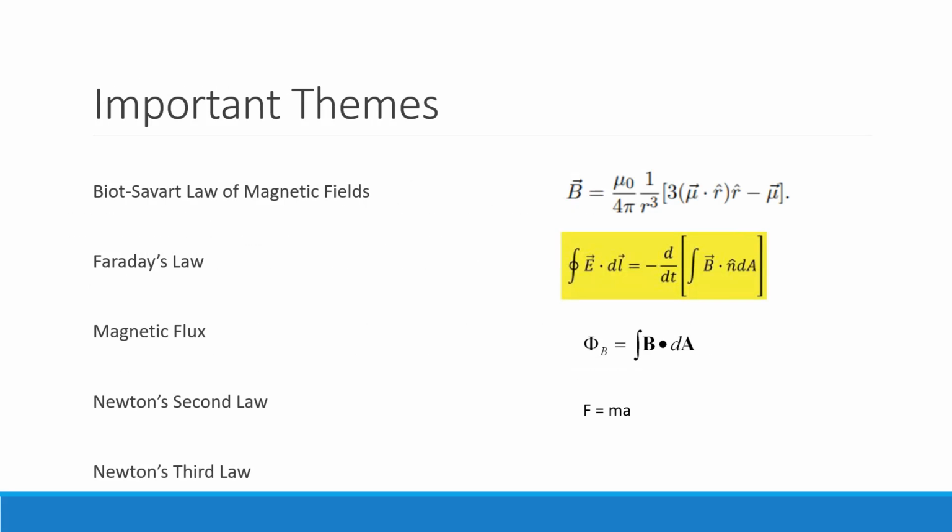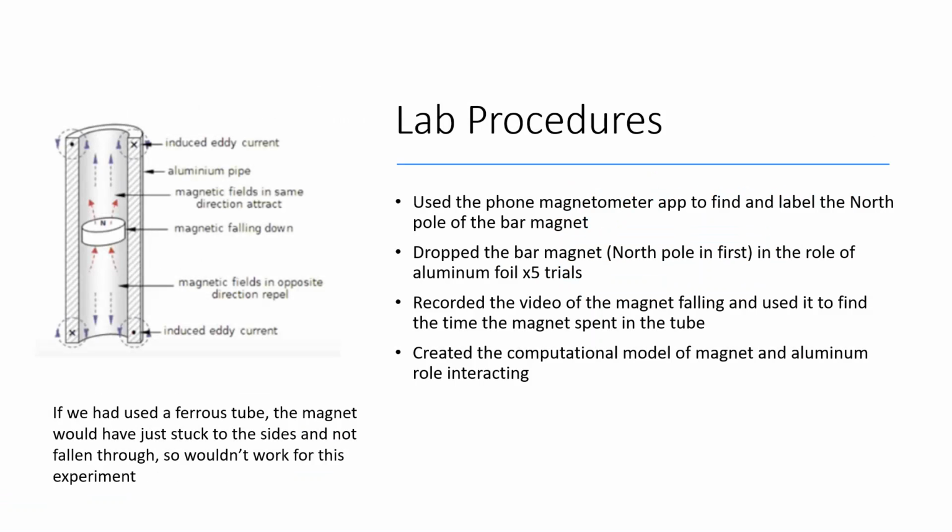So, these are some important themes and equations we're going to be using throughout the lab. And the procedures. So first we used the phone magnetometer app to find and label the north pole of this bar magnet, and we dropped it down the aluminum foil roll 5 times. And then we recorded a video of this magnet falling and used that to find the amount of time the magnet spent in the tube. And then we created a computational model of the magnet and aluminum roll interacting to find the expected produced data.